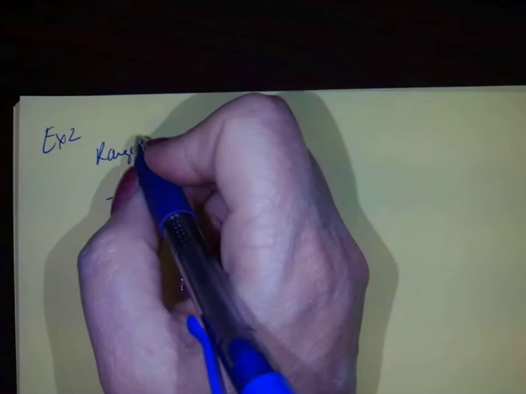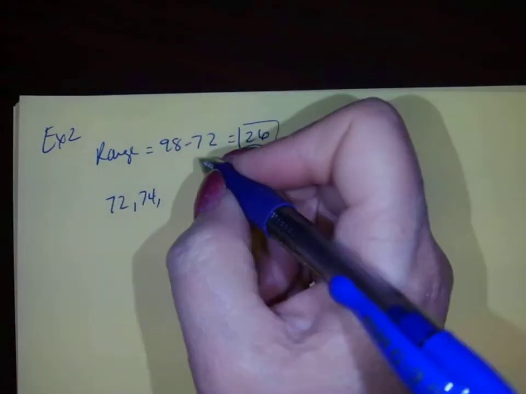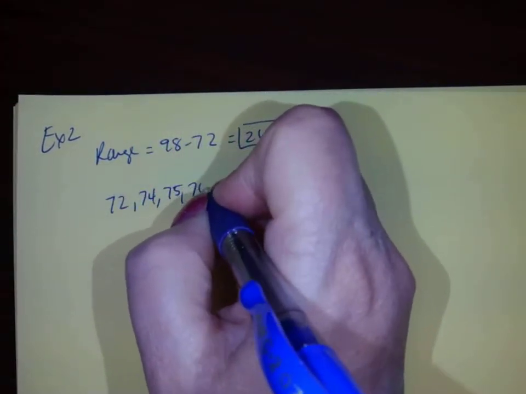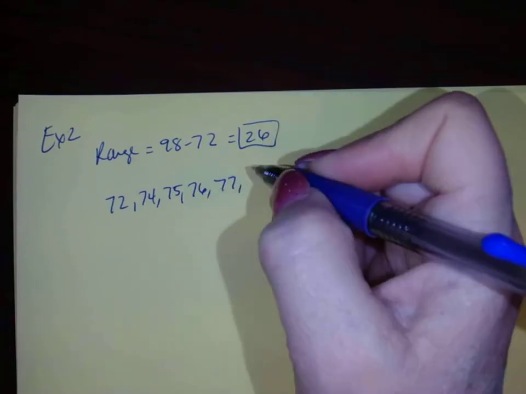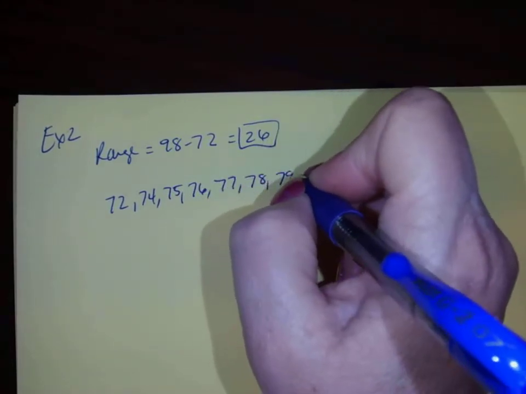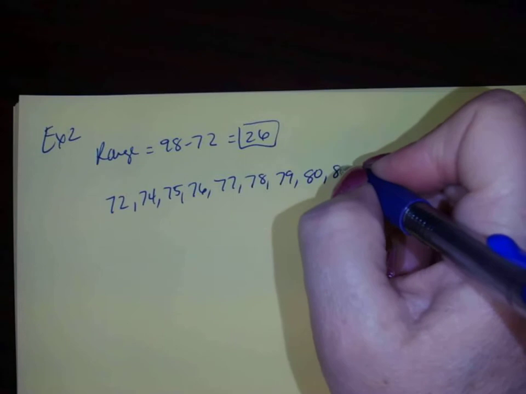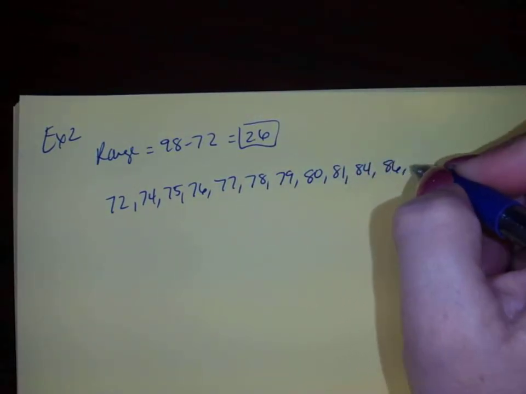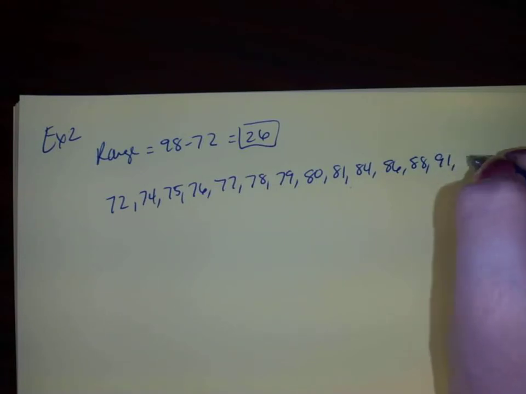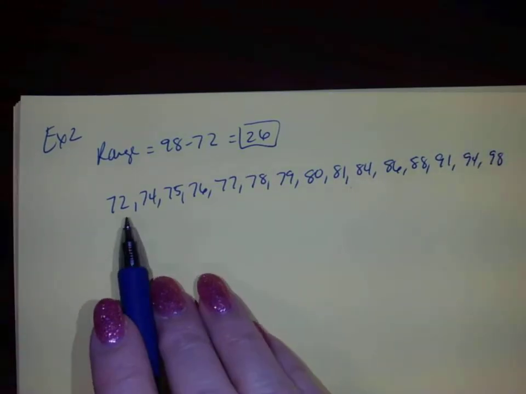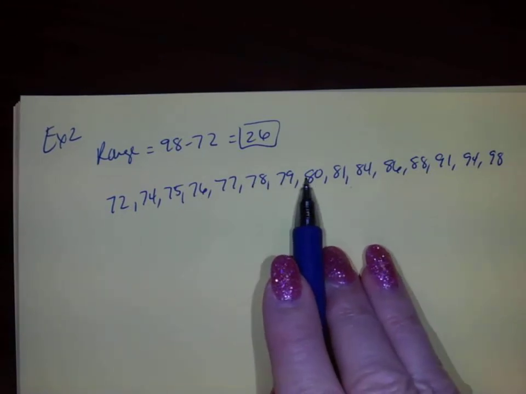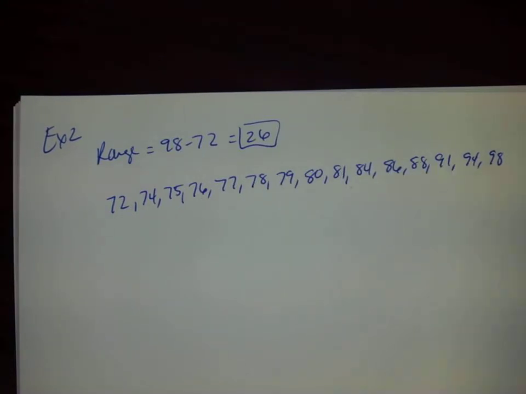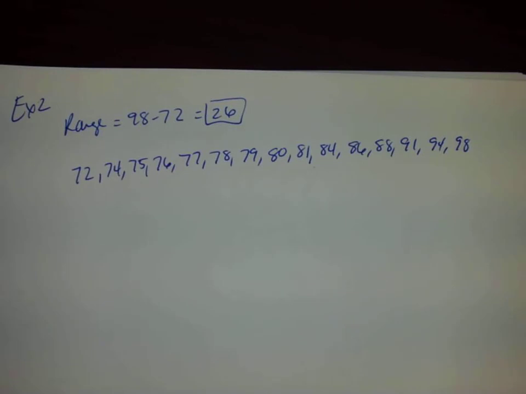And our values are 72, 74, 75, 76, 77, 78, 79, 80, 81, 84, 86, 88, 91, 94, and 98. So again, I'm going to count 1, 2, 3, 4, 5, 6, 7, 8, 9, 10, 11, 12, 13, 14, 15. Make sure I have all of my points. So I need to find my median.